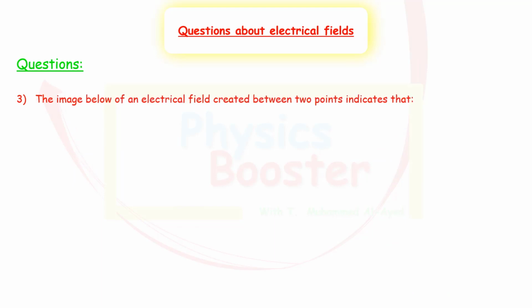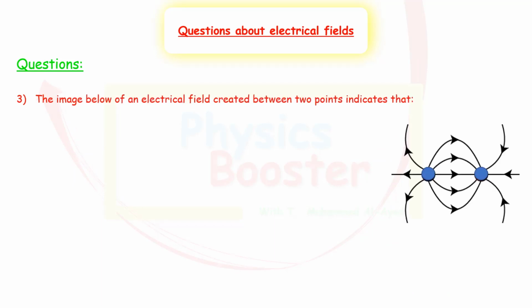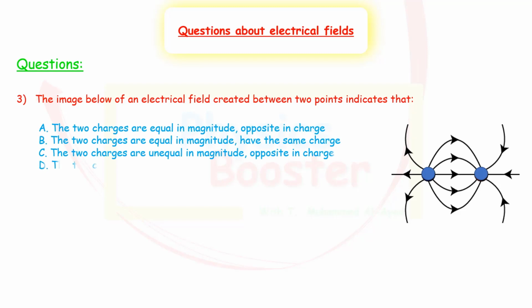Question number 3 and last question. The image below of an electrical field created between 2 points indicates that: A, the two charges are equal in magnitude and opposite in charge; B, equal in magnitude and have the same charge; C, unequal in magnitude and opposite in charge; D, unequal in magnitude and have the same charge.